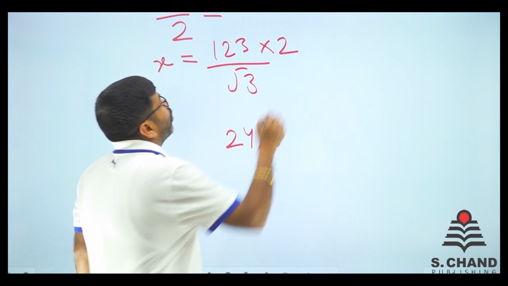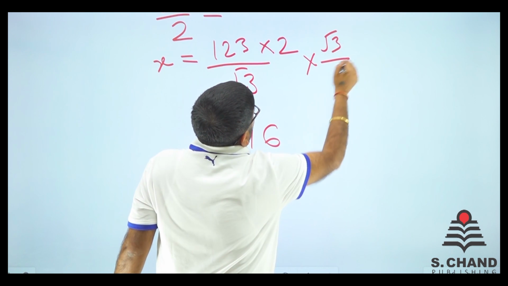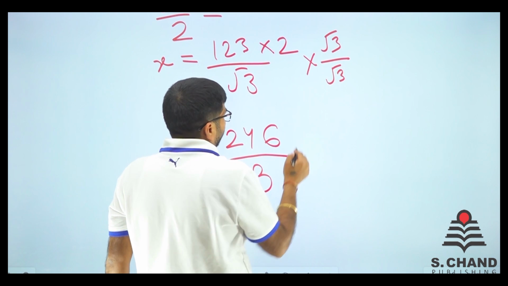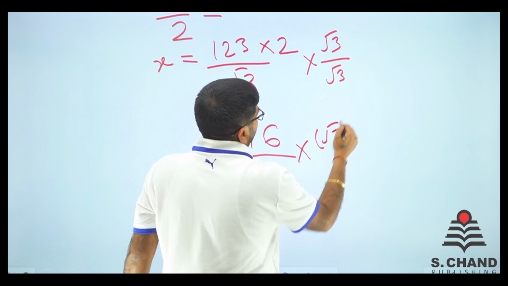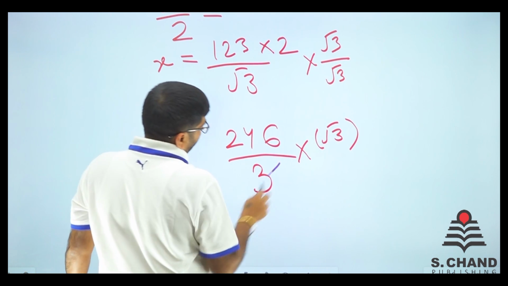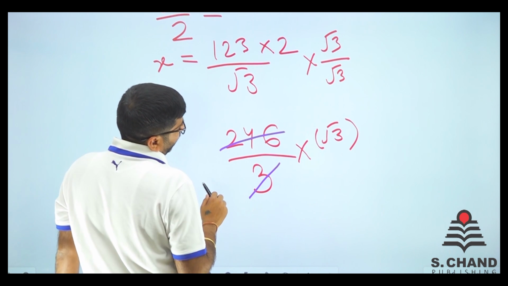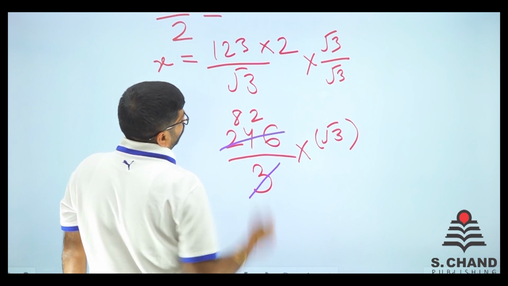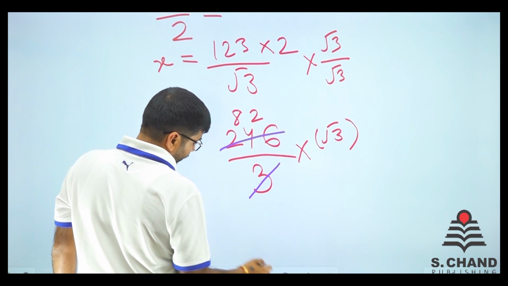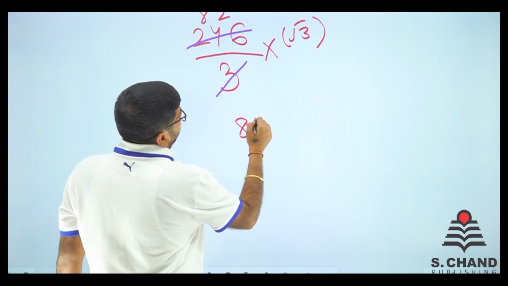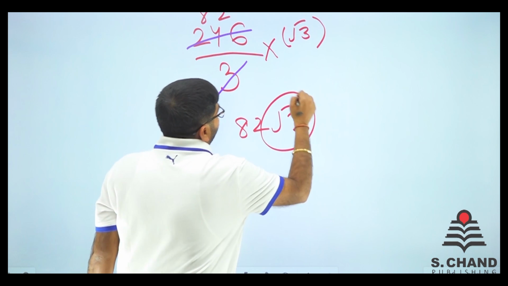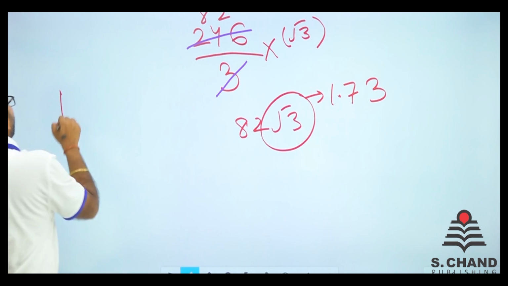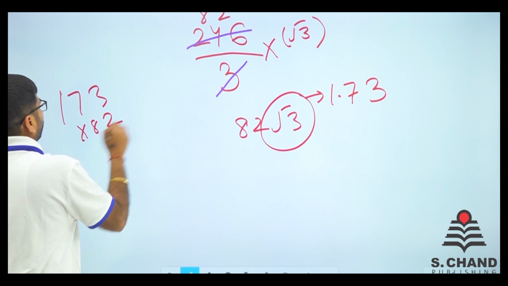And then we multiply both sides by root 3. So root 3 on the upper side, root 3 on the bottom side. So when we multiply root 3 on both sides, the denominator comes out to be 3 into root 3. Right? Just cancel out 3 by 246. So 3 by 246 is like 82. So it becomes 82 root 3. 82 into root 3, and root 3 is 1.73 approximately. So we multiply 173 into 82.